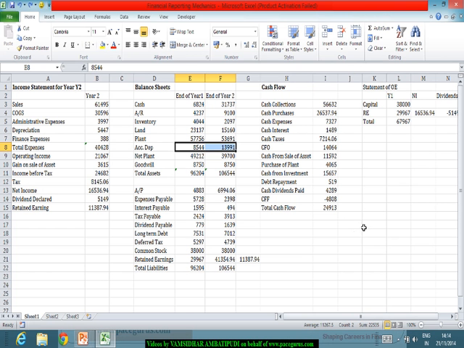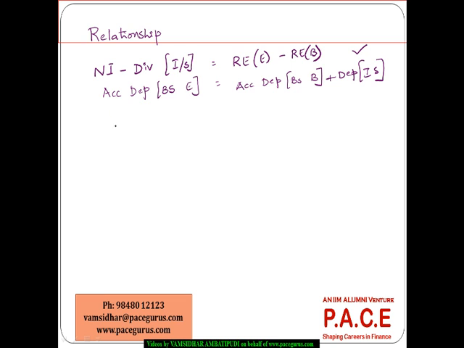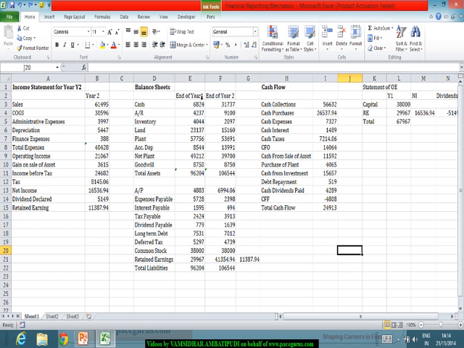Then I could see a cash flow statement being constructed. We'll discuss each of these things separately, but we are just looking at the relationship. The total final cash flow that is coming out should match the cash at the end of the period minus the cash at the beginning of the period from the balance sheet. So the difference between these two should match exactly this one. So that is one more relationship.